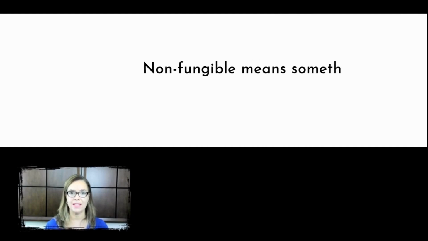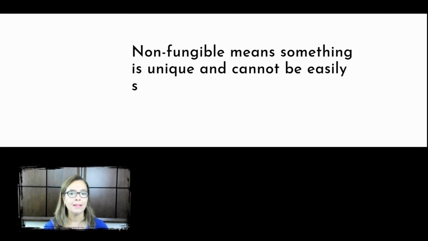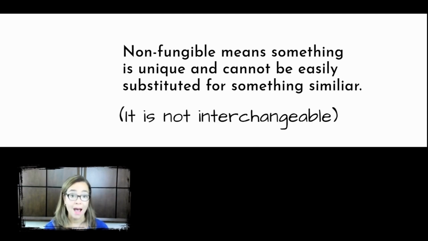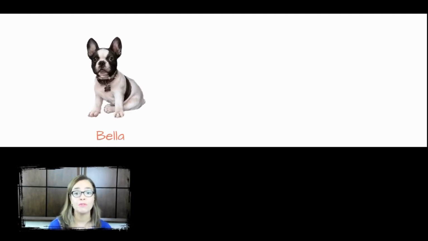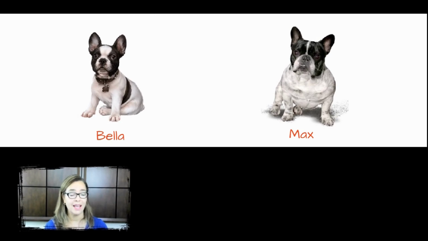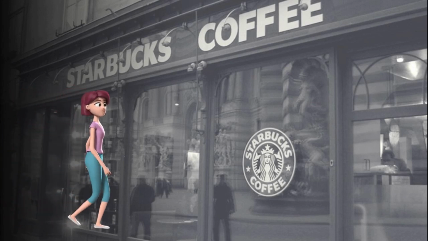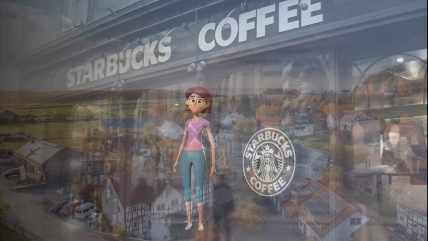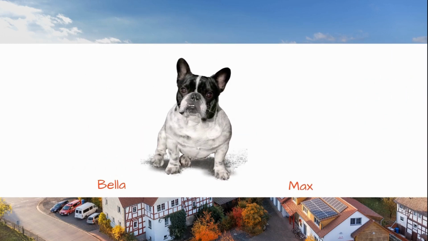Now, non-fungible assets are the opposite. Non-fungibility means that something is unique and can't be easily substituted for something similar. It is not interchangeable. So let's suppose both you and your friend have French bulldogs, and on your way to Starbucks that next morning to give her the $5 you owe her, you take your dog by her house. Now, will she be okay if you swap her dog for your dog?